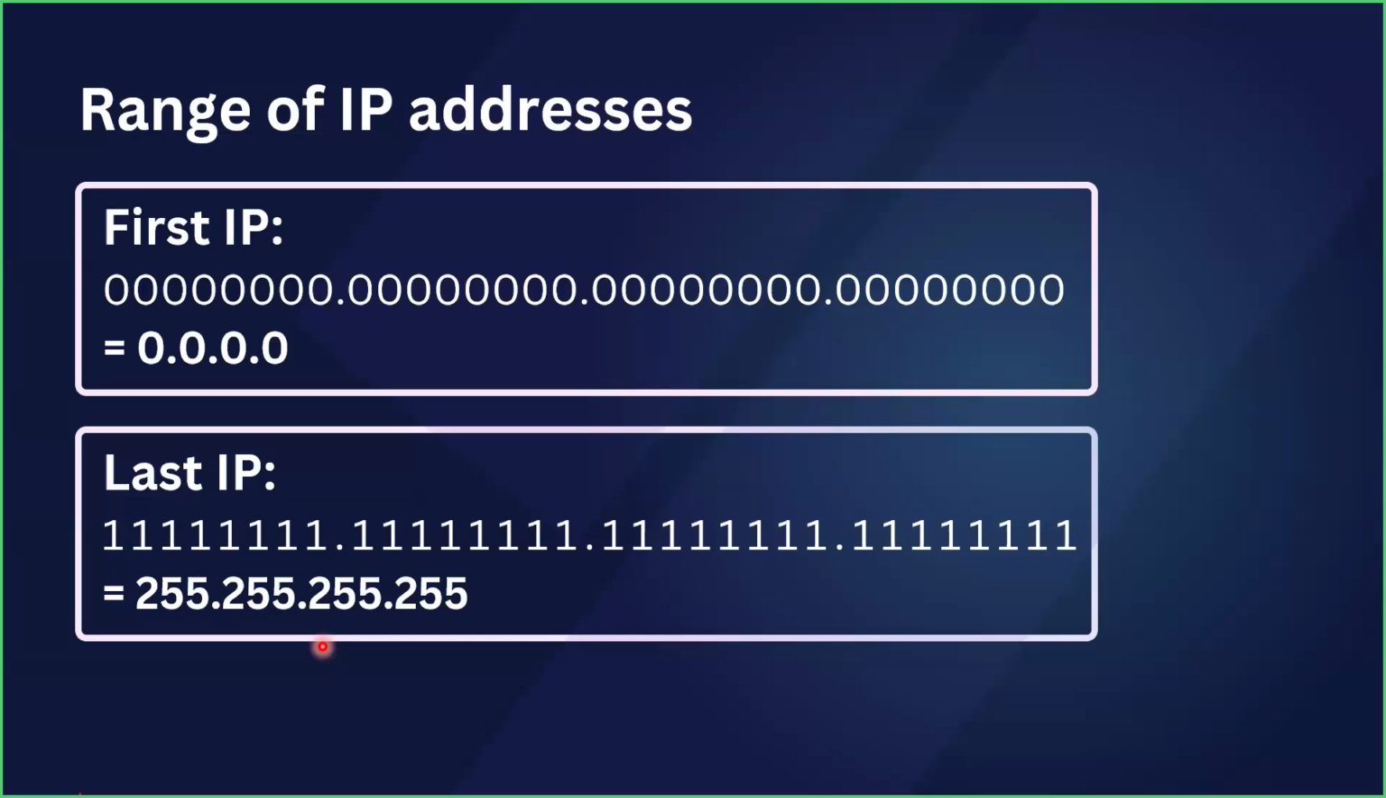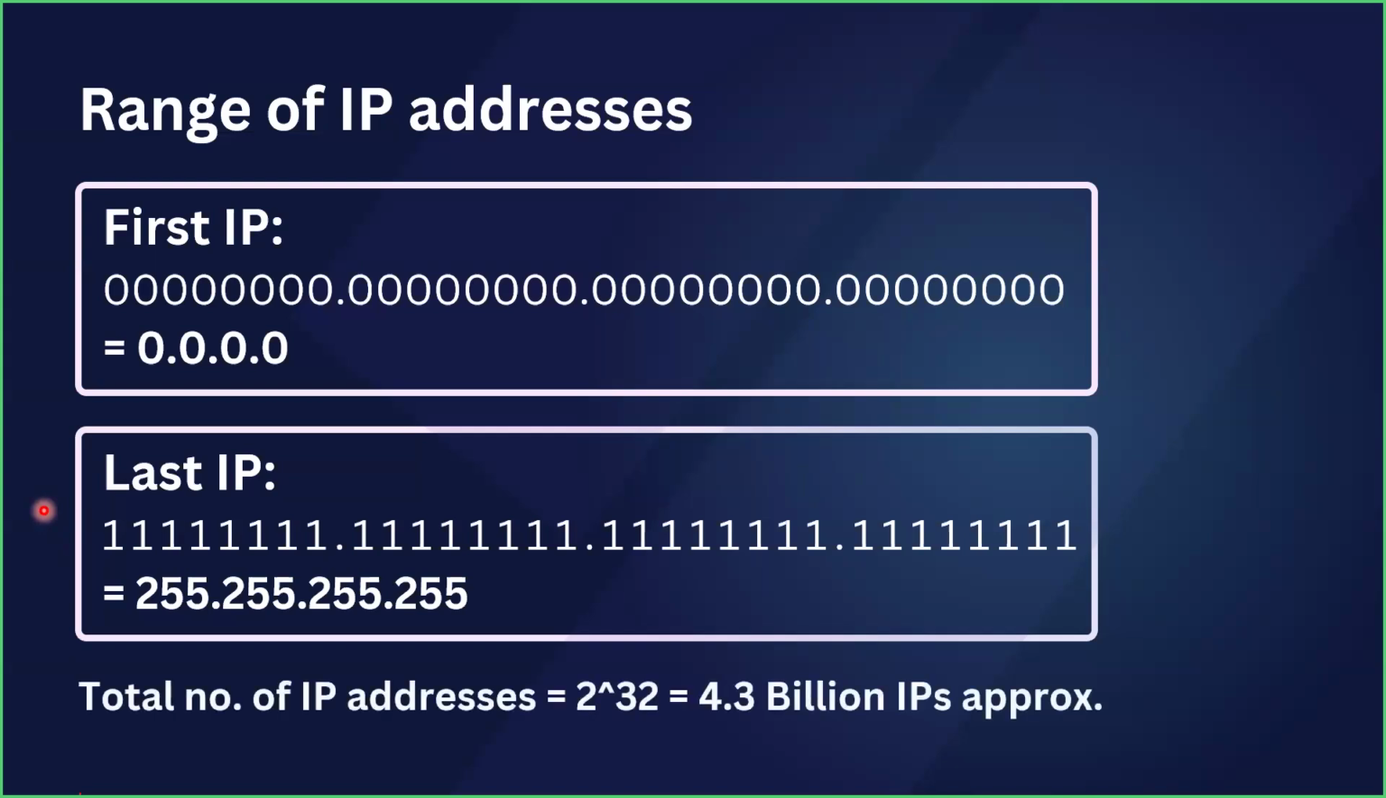And if we had to calculate how many IPs there are in total, each binary bit here has two possibilities, 0 or 1. And there are 32 bits in total. So for two possibilities, 2 into 2 into 2 into 2, you have to go to the power of 32, 2 raised to the power of 32. And that would give you a total of approximately 4.3 billion IPs.